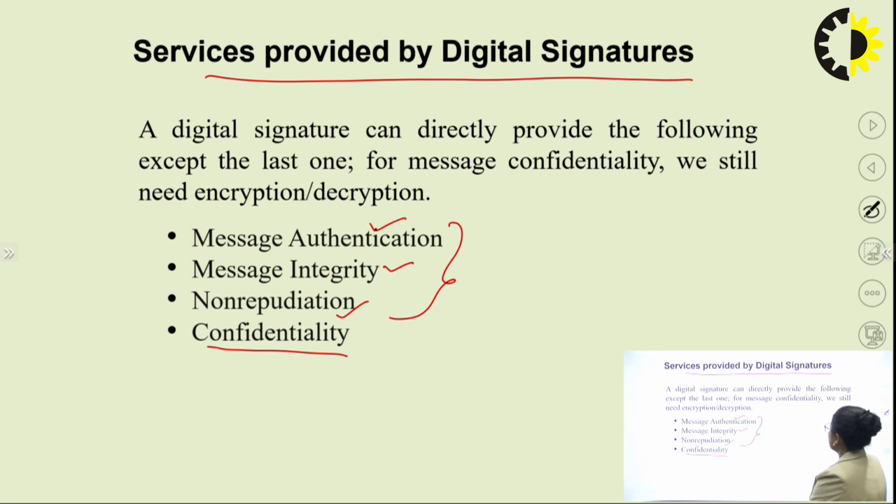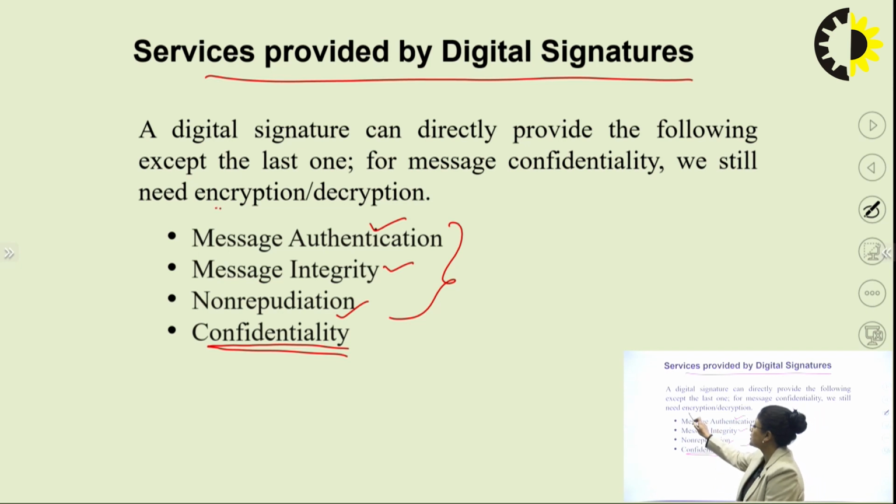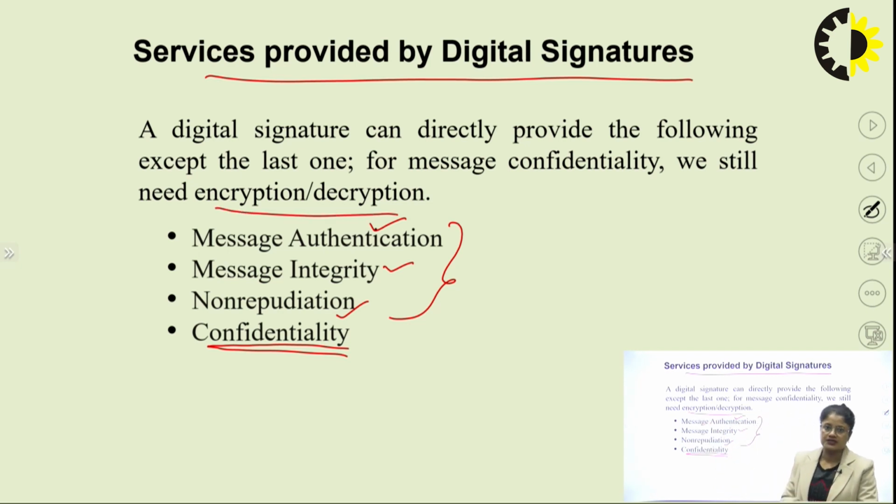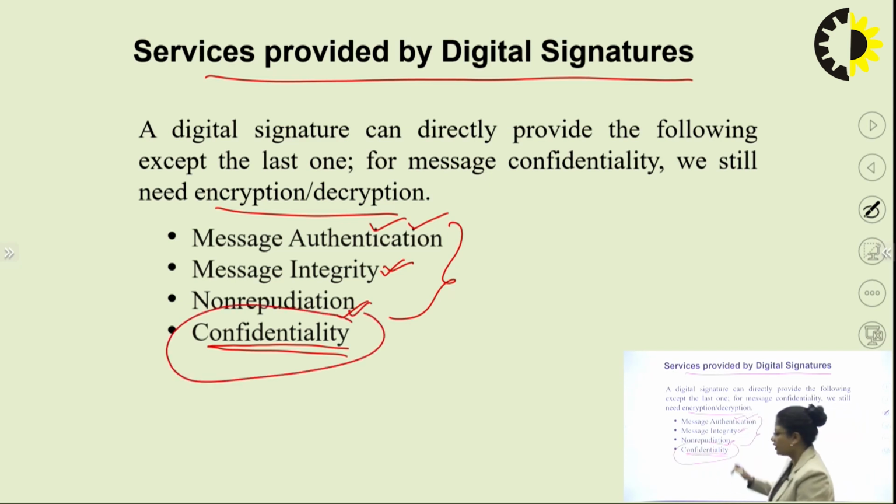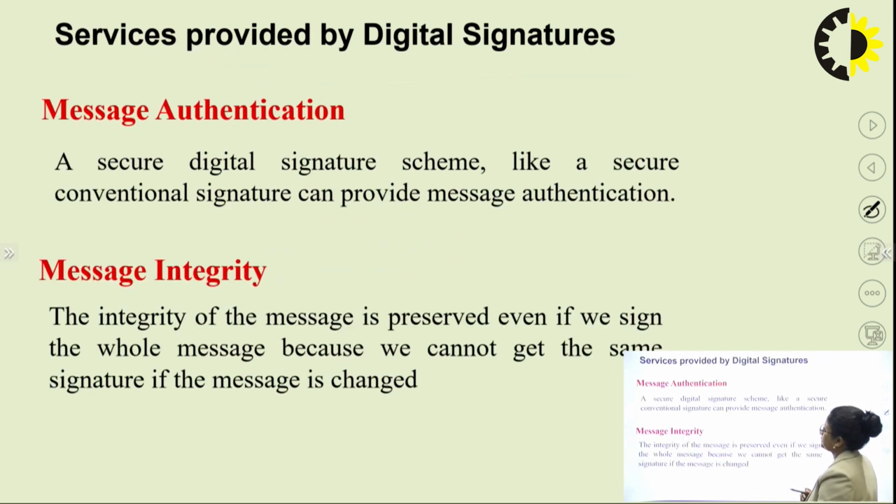If we want confidentiality as well, we have to do a bit of extra work. But by default, if we are working with digital signatures, the message transmitted over the network from the sender to the receiver will be authentic. The message will have the properties of integrity and non-repudiation by default. Confidentiality is an extra feature which is not coming by default. If required, we will add that feature.